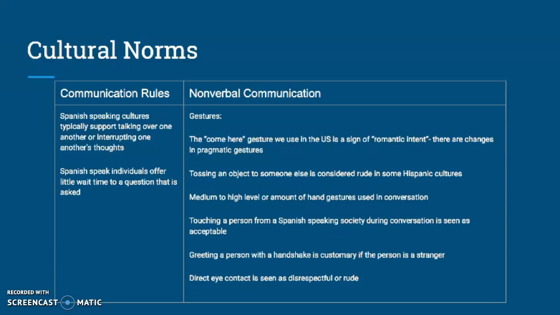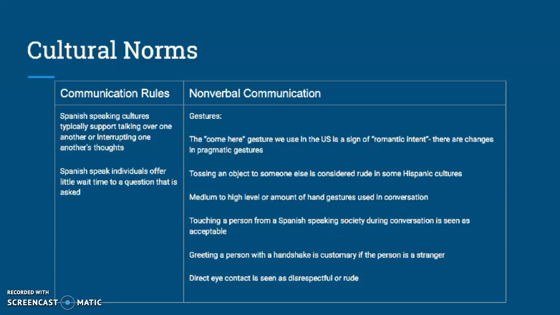Gestures are one form of nonverbal communication, which is important for educators to understand. Typically, the come here gesture we use in the US, where we raise our forefingers and place our thumb down while indicating that the person should come to the teacher, is a vulgar gesture in some cultures because it is seen as a romantic intent gesture. Further, tossing an object to someone is also considered rude, and you can typically expect that hand gestures are used in a medium to high frequency.